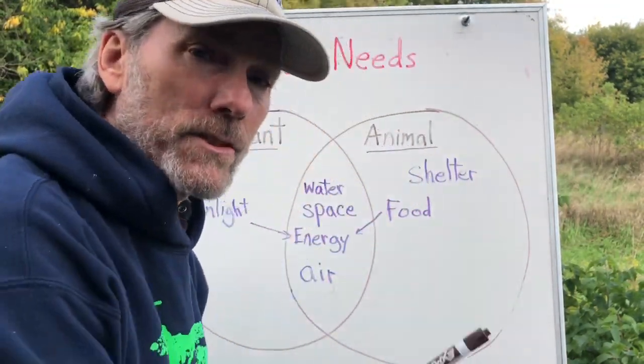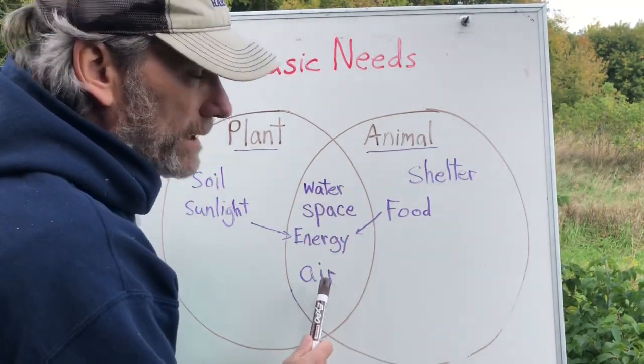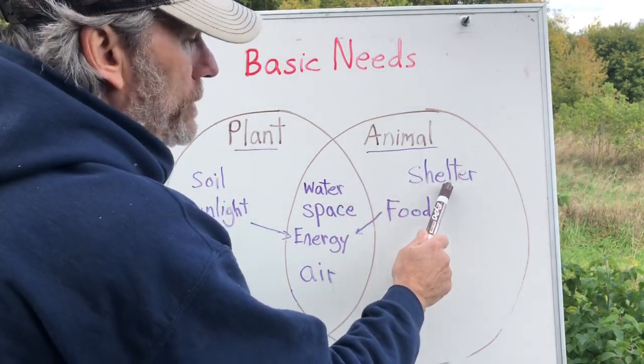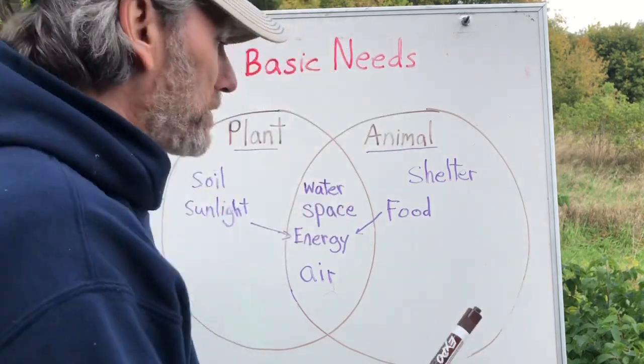Hello, friends. Hey, we've learned about the basic needs of plants and animals. We've learned that they have a lot of things in common and some things that they have separate. So animals need shelter. Plants really don't need shelter. Plants help make shelter for animals.